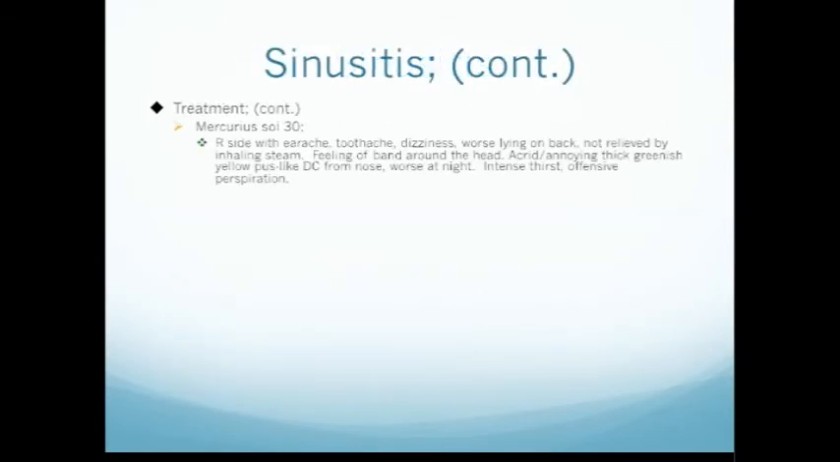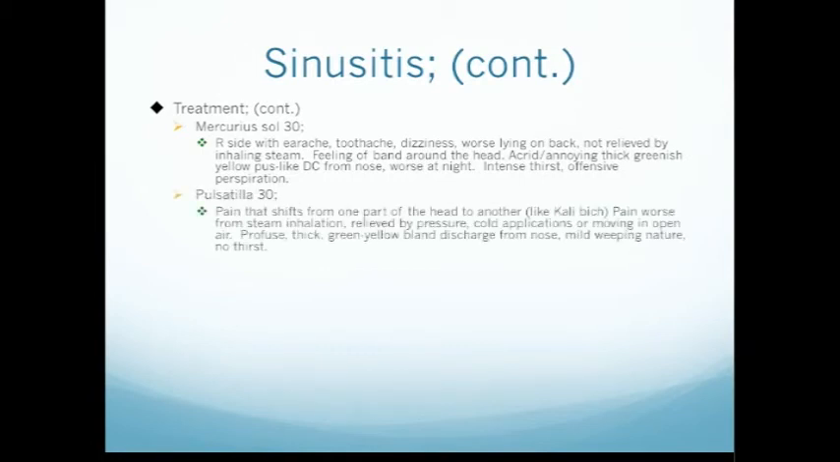Brachyurus Sol 30 is good for right-sided sinus pain with earache, toothache, dizziness, worse lying on the back but not relieved by inhaling steam. There may be a feeling of a band around the head with an acrid, annoying, thick, greenish-yellow, pus-like discharge from the nose. It may be worse at night. There may be intense thirst and offensive perspiration.